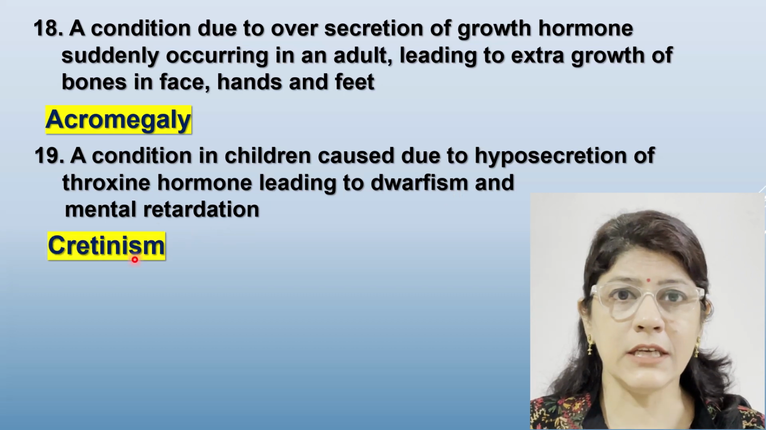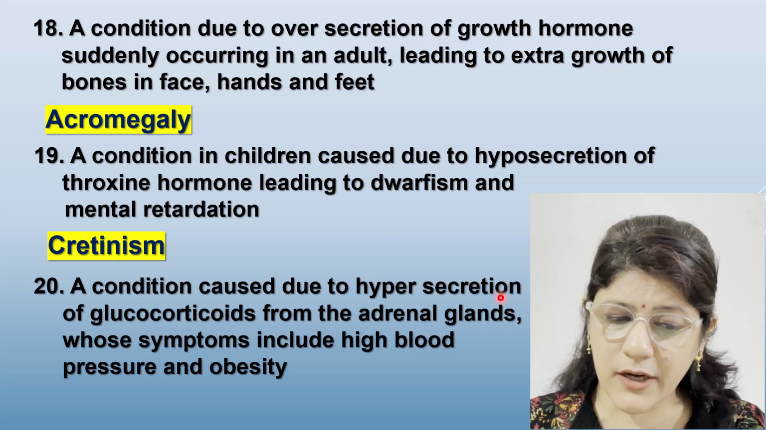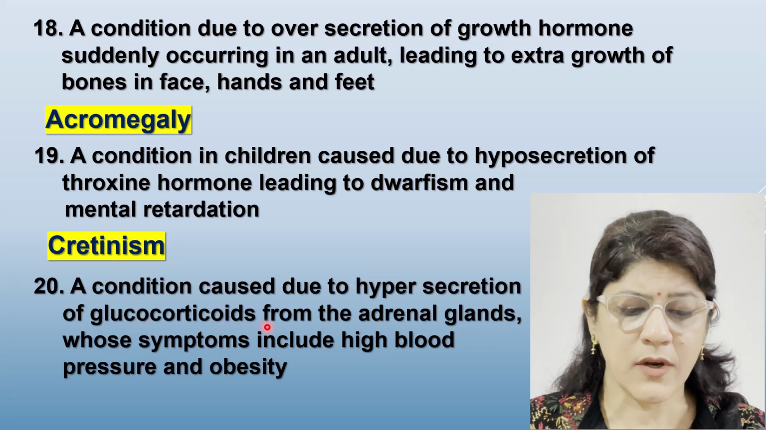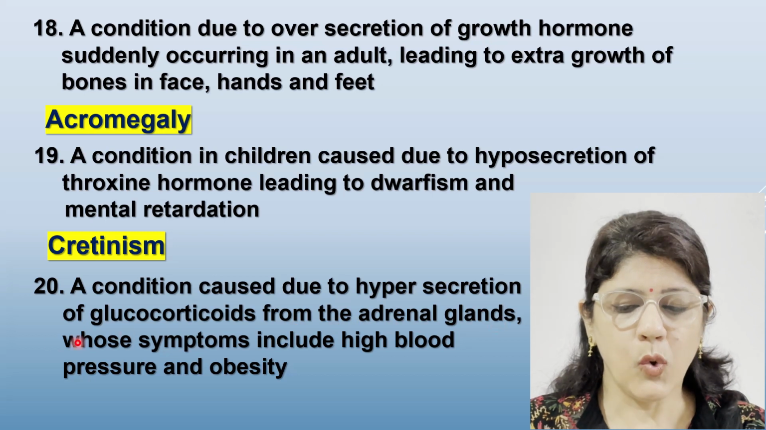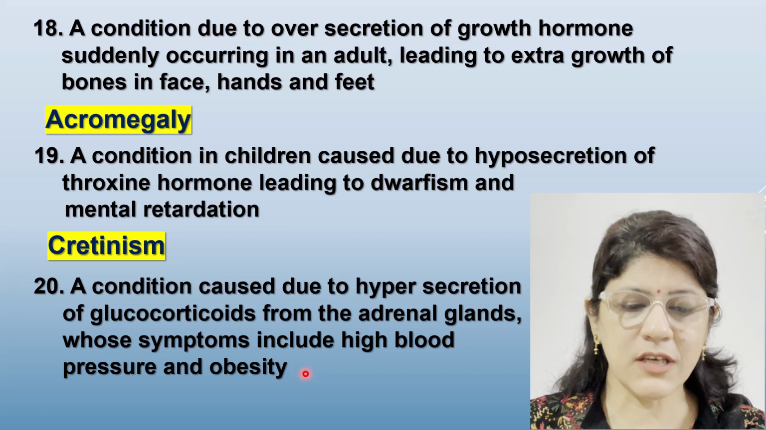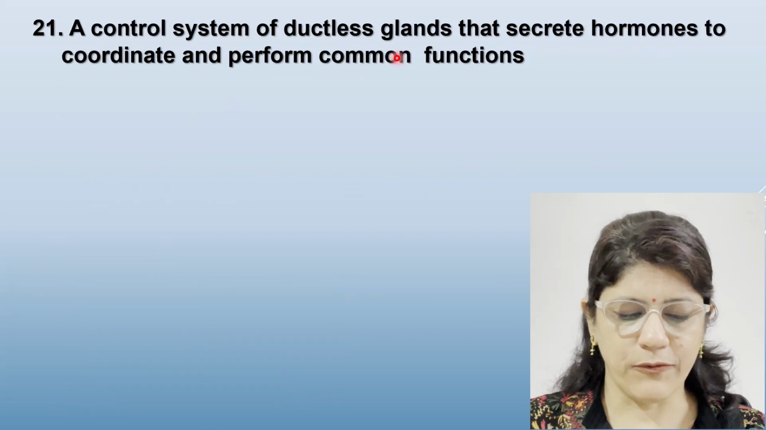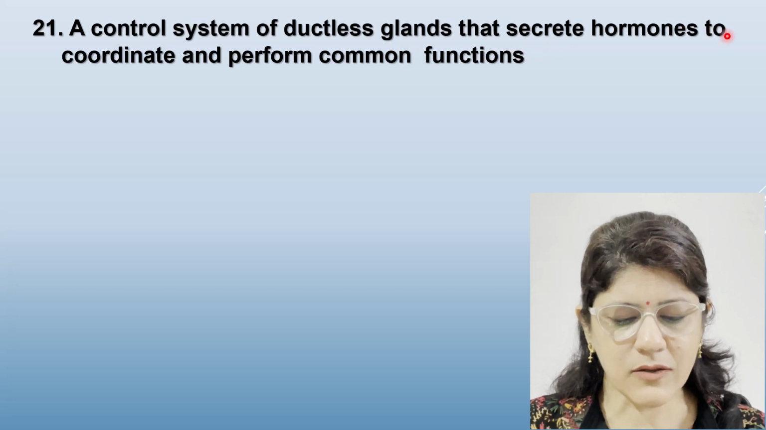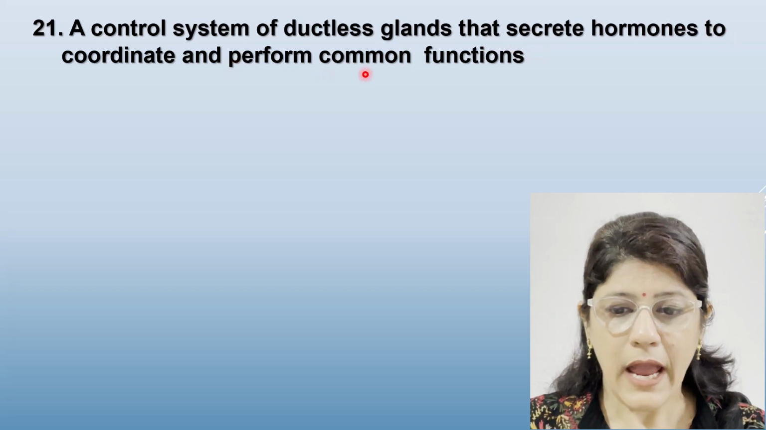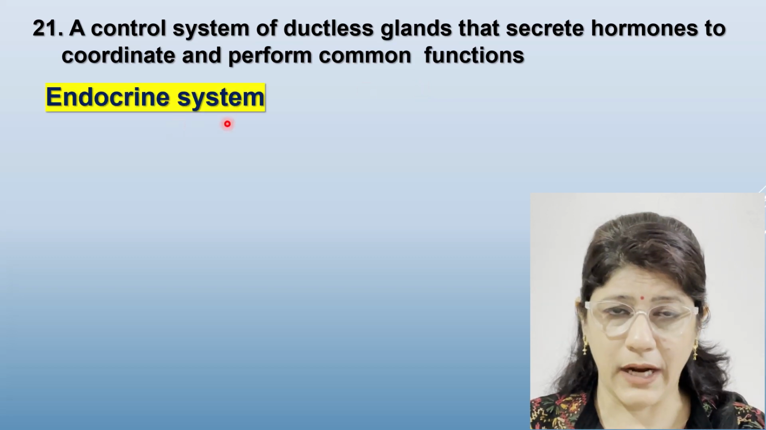This is cretinism. A condition caused due to hypersecretion of glucocorticoids from the adrenal gland, whose symptoms include high blood pressure or obesity. This is Cushing's syndrome. A control system of ductless glands that secrete hormones to coordinate and perform common functions. So this is our endocrine system.